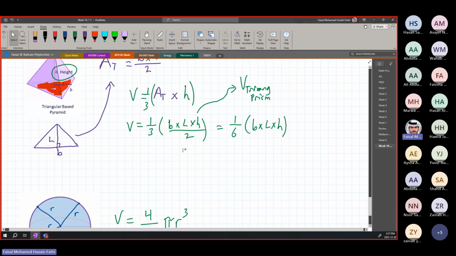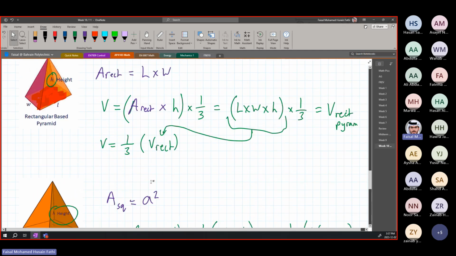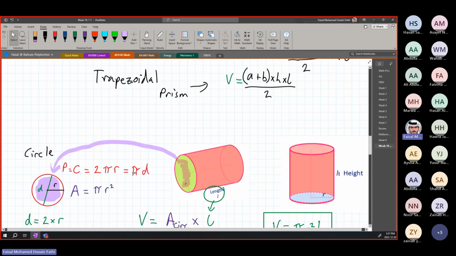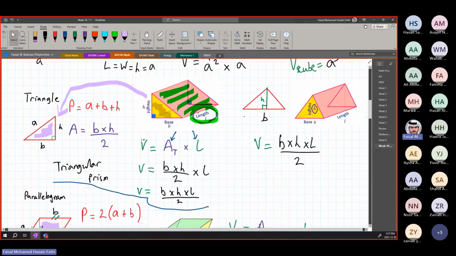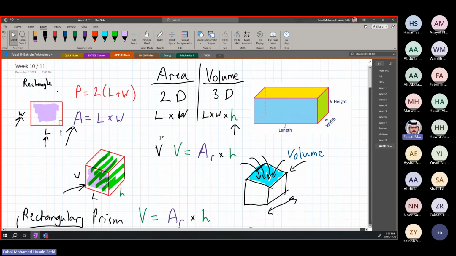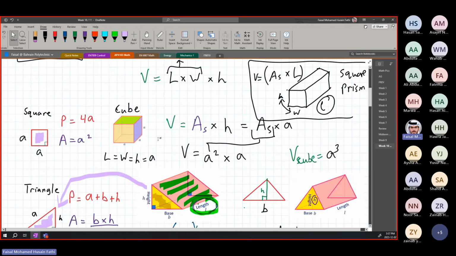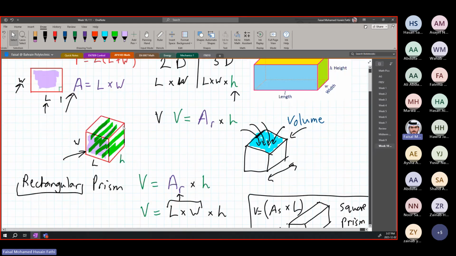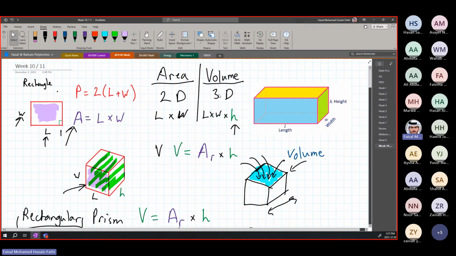Any questions about volumes, about the theory of volumes? So we can just start jumping into questions now. Most of these you notice that you don't really have to memorize, you just have to understand how to get the volume. So I'll just do a quick recap. Volume is the 3D extension of a 2D shape.